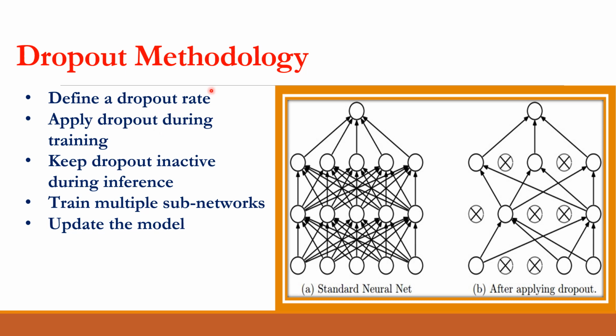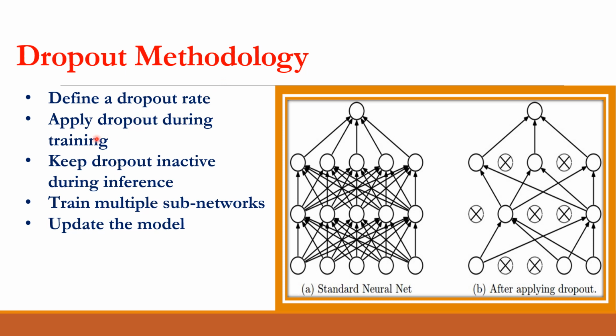First, define a dropout rate. The first step is to specify the dropout rate, which is the percentage of neurons that will be randomly dropped during each training iteration. This rate is typically set as a hyperparameter and usually a small value such as 0.2 or 0.5. The dropout rate controls the level of complexity reduction in the model.